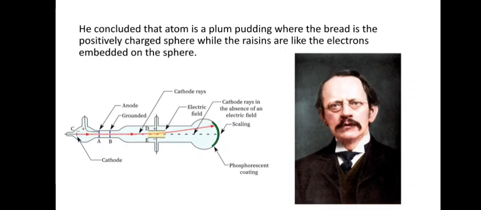Here's a picture of the cathode ray tube. At the left, we have the cathode, anode, grounded, going to the cathode rays and the electric field, which will determine whether it has an electron or proton. And then we have the cathode rays, the axis of an electric field. At the end, we have the scaling and the phosphorescent coating.